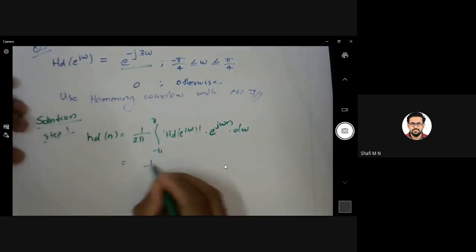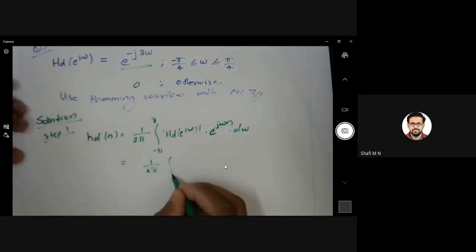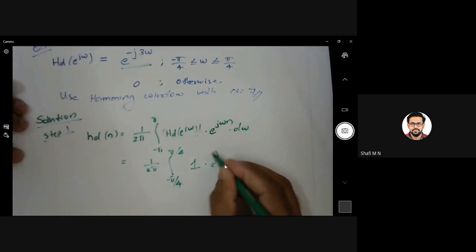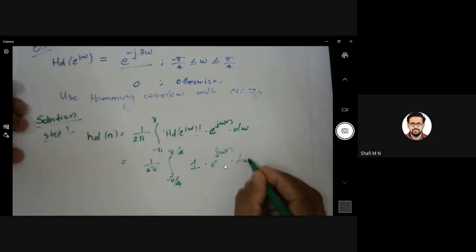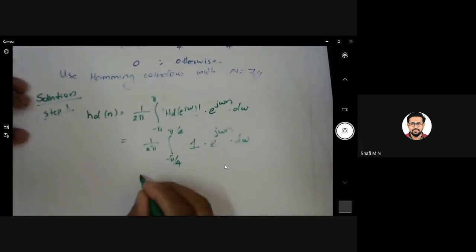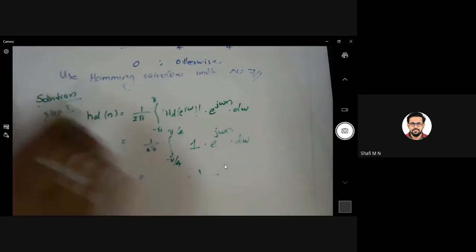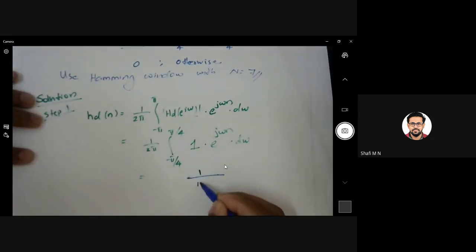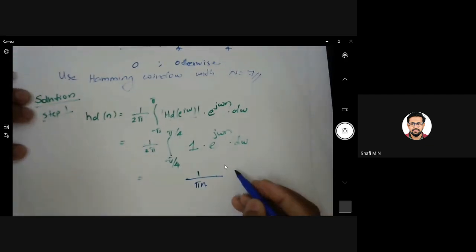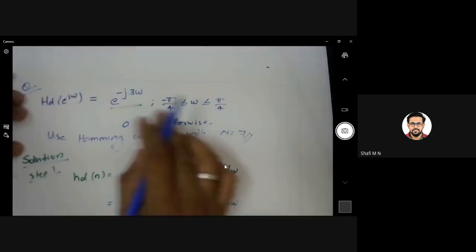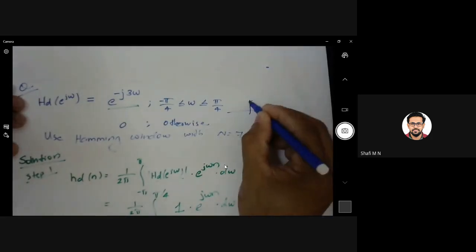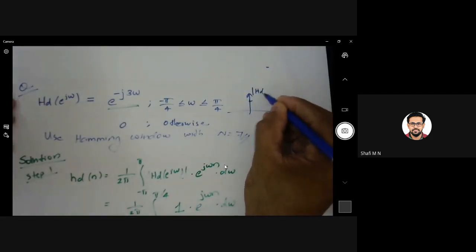So this will be 1 by 2 pi into integral. Your span is from minus pi by 4 to pi by 4. This value is particularly 1 into e raised to j omega n d omega. So ഇത് നമ്മൾ ഇതുവരെ ചെയ്തതുപോലെ തന്നെ ആയി. So that the answer will be how much? Sorry. So that the answer will be 1 by pi n. ന്യൂമറേറ്റർ എന്താണ് വരിക? ഇതിന്റെ റെസ്പോൺസ് എങ്ങനെ വരുന്നത്? Just try to draw the magnitude response. Modulus of HD of e power j omega.